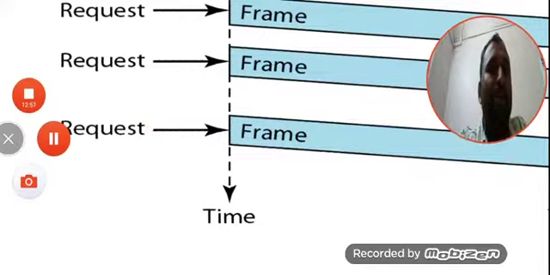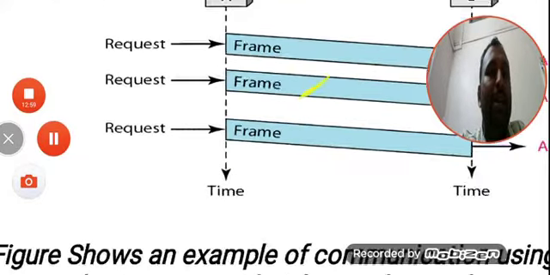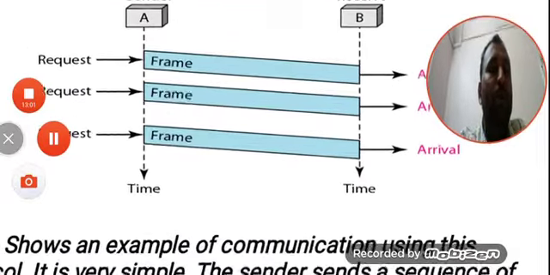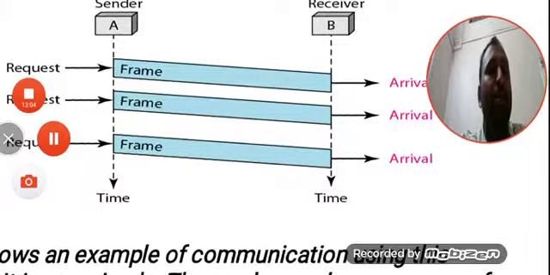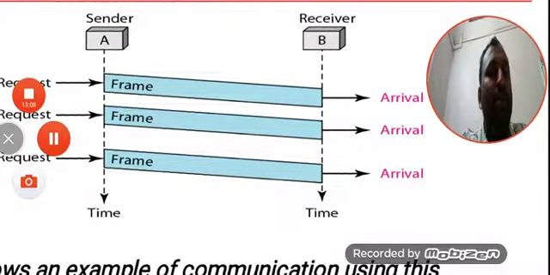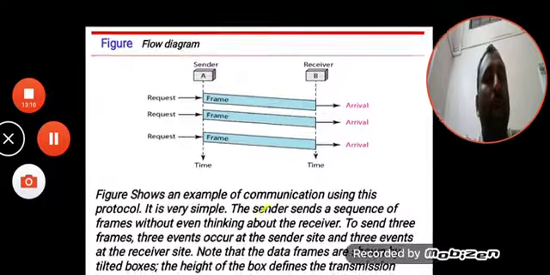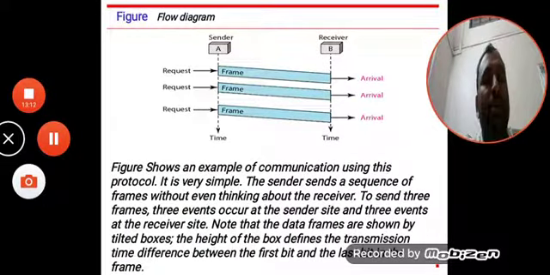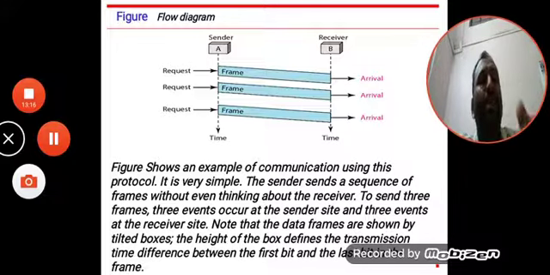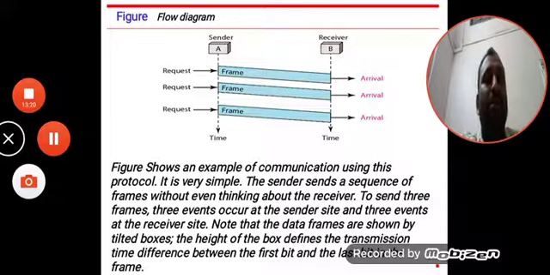Here the request is again there, so this frame will be transmitted, and the receiver has only one role to play: it will wait for the frame to arrive. Once the frame has arrived, the data will be passed to the upper layer, notification will be given from the physical layer, and the data extraction process will take place.